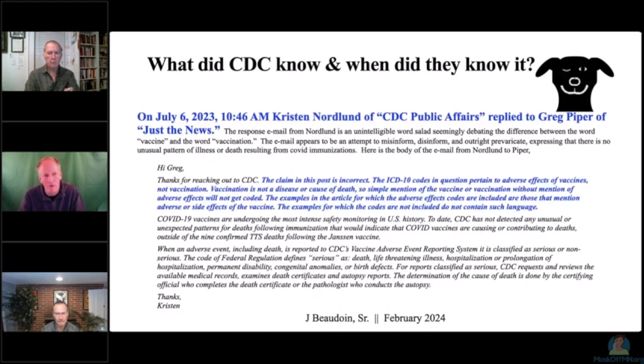I'll read, this is from the CDC memorandum. The response email from Nordland is an unintelligible word salad, seemingly debating the difference between the word vaccine and the word vaccination. The email appears to be an attempt to misinform, disinform, and outright prevaricate, expressing that there is no unusual pattern of illness or death resulting from COVID immunizations. Here's the body of the email Nordland sent to Piper.